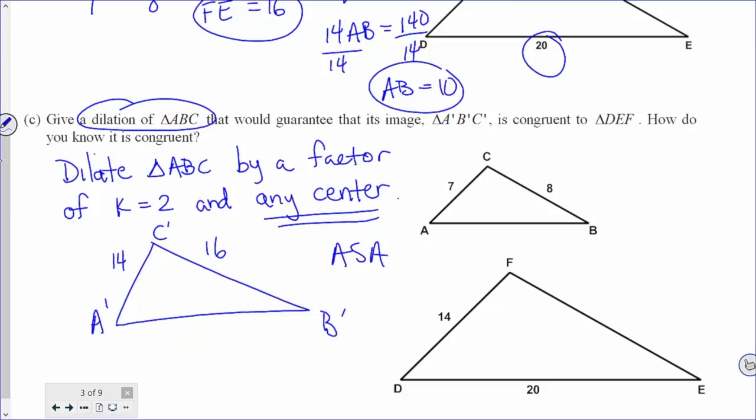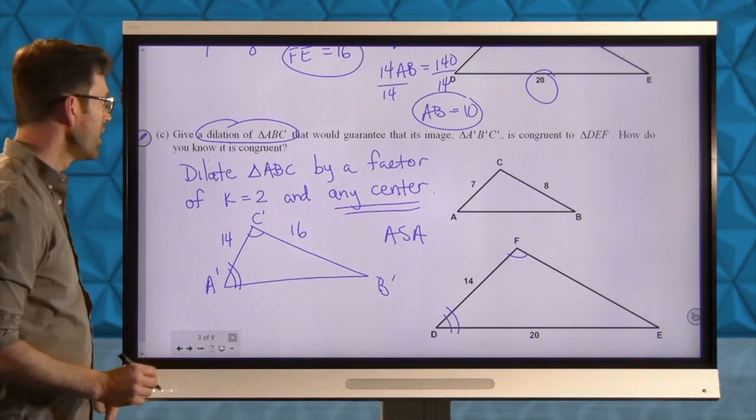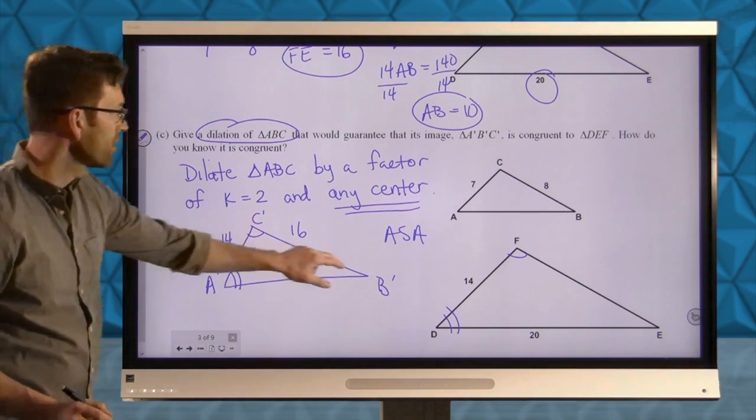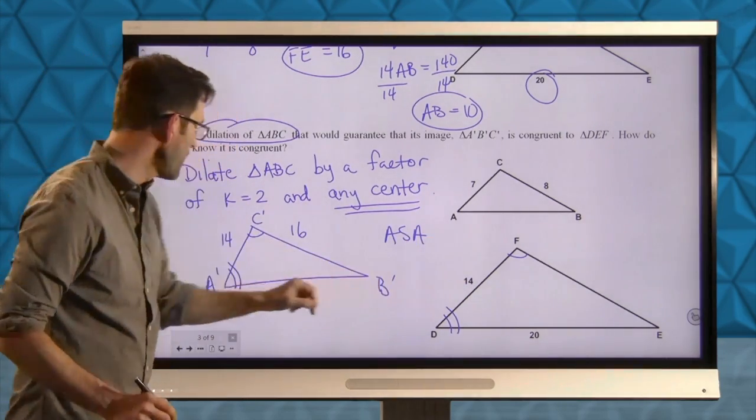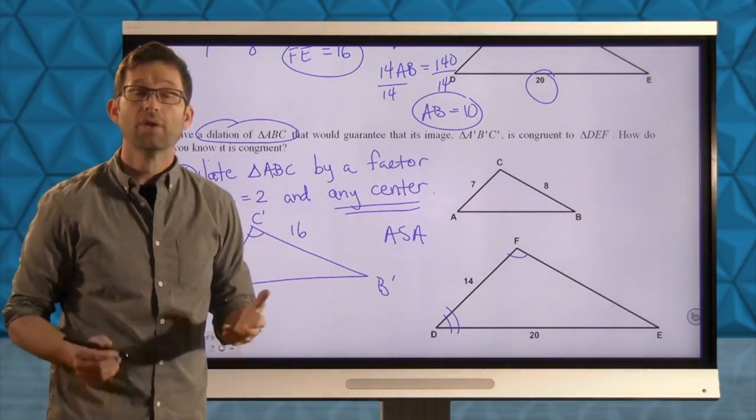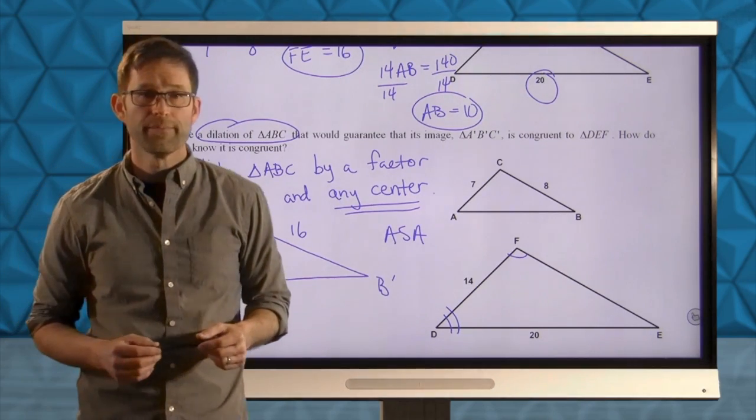Because remember, dilations don't change angle measurements. So this angle would be the same as this angle. This angle would be the same as this angle. And therefore, we could say, I've got an angle equal to an angle, a side equal to a side, and an angle equal to an angle. So the two triangles would have to be congruent.